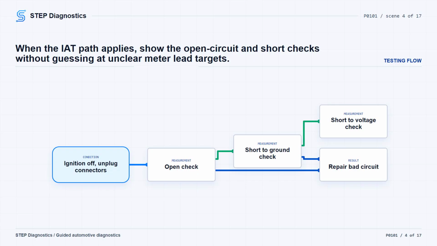If that passes, check for a short to ground at C1140 pin 3. The resistance should be greater than 10,000 ohms. If it is not, repair the short circuit, clear the PCM DTCs, and repeat the self-test. Then turn the ignition on and check C1140 pin 3 for a short to voltage. If any voltage is present where it should not be, repair the short circuit, clear the PCM DTCs, and repeat the self-test. Before putting meter leads on any check where both lead targets are not clearly identified, stop and verify the connector targets. Do not guess at lead placement.